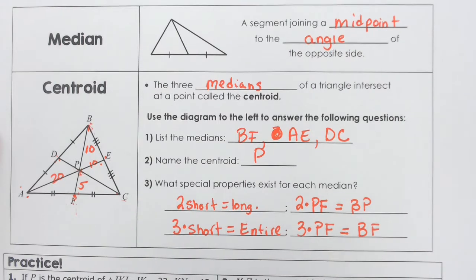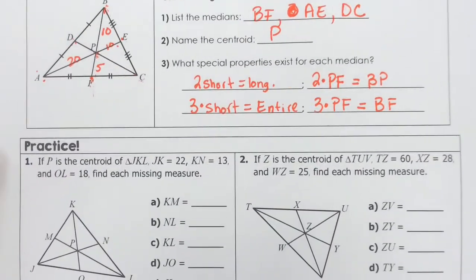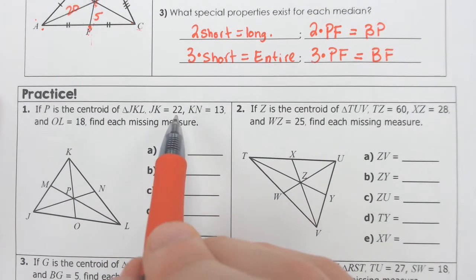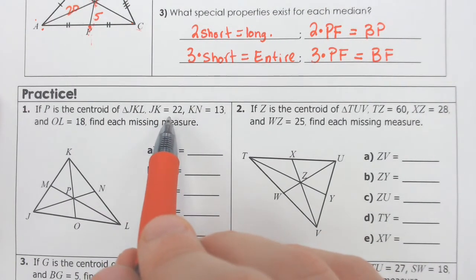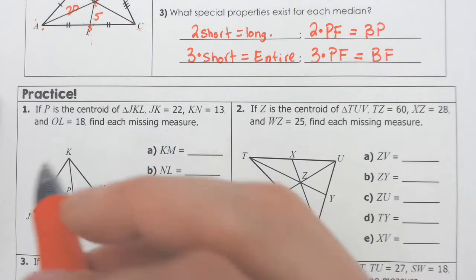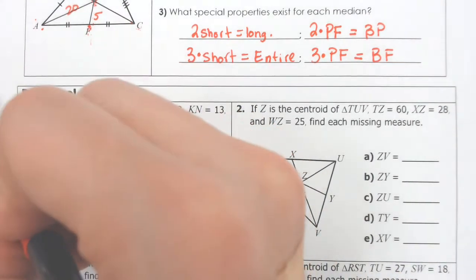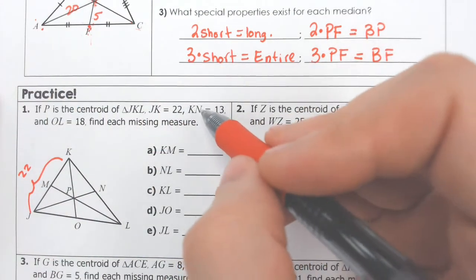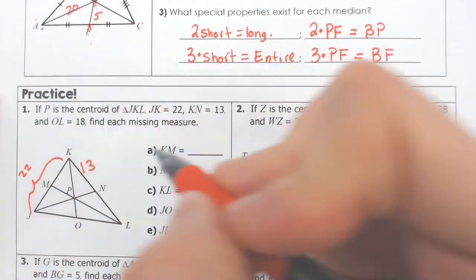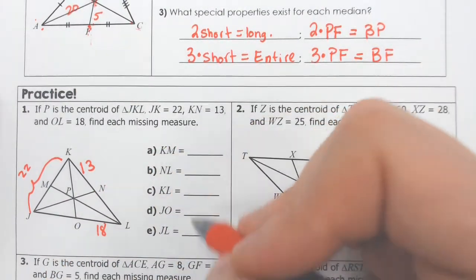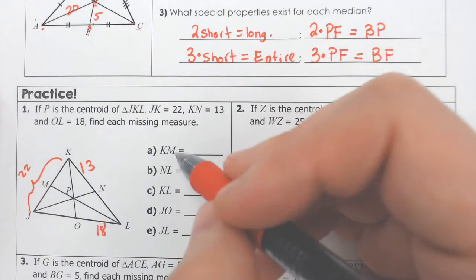Let's do a few practice problems and see what it looks like. So, if point P is the centroid, good to know, and JK is equal to 22, that means this whole side right here is 22. And K to N is 13, and O to L is 18. We're not asked to find any of the medians here, I don't think. Let's just see what we can do with this.